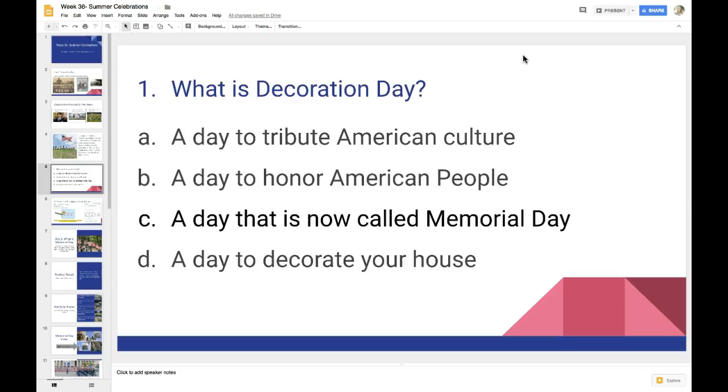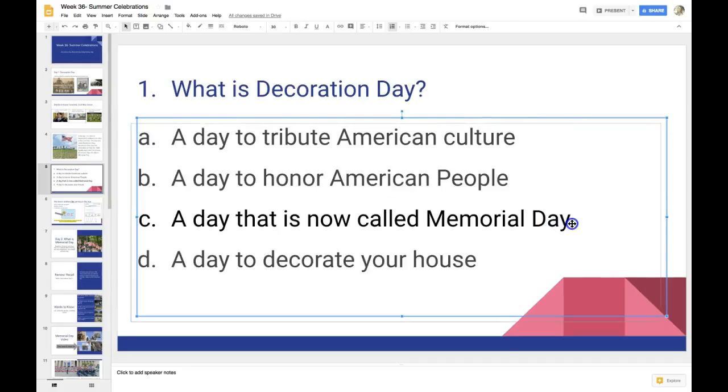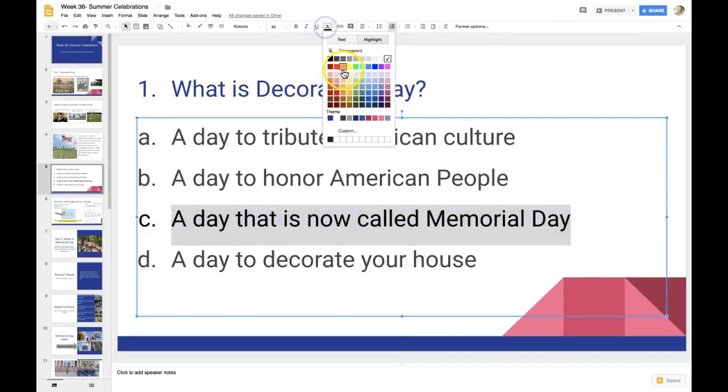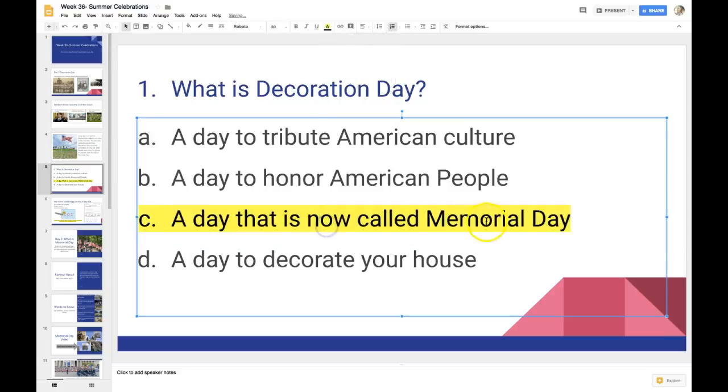Is Decoration Day A, a day to tribute American culture? B, a day to honor American people? C, a day that is now called Memorial Day? Or D, a day to decorate your house? Remember, hold it in your brain. Don't say it out loud. And the answer is, you guys already know it. C, a day that is now called Memorial Day.